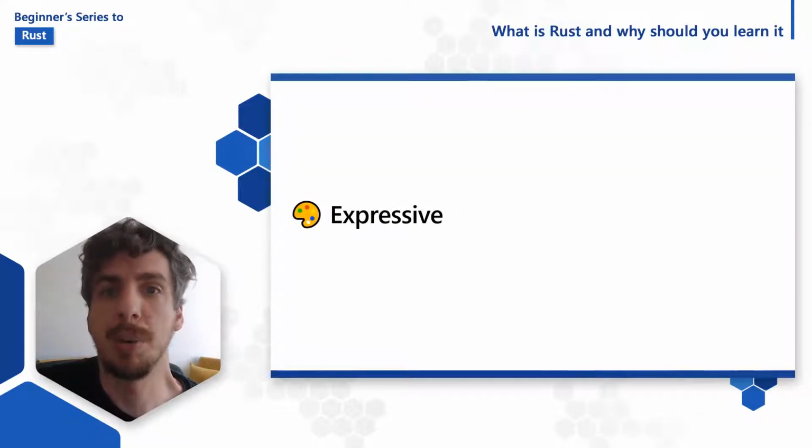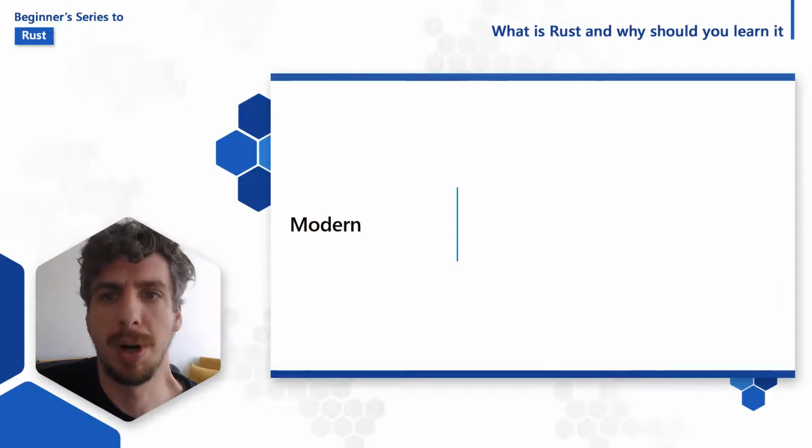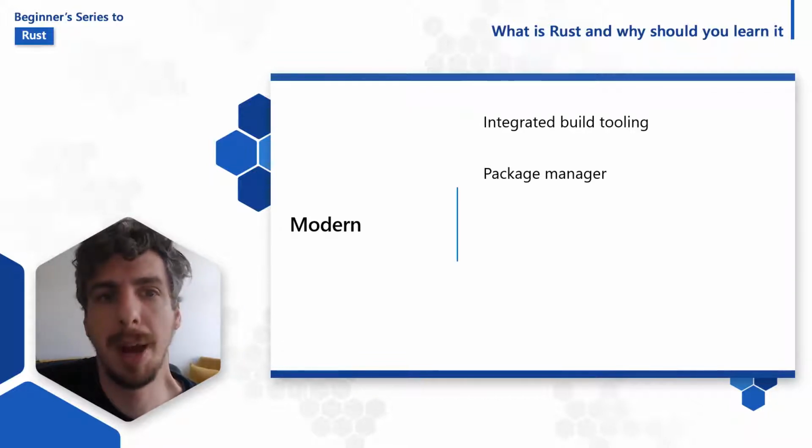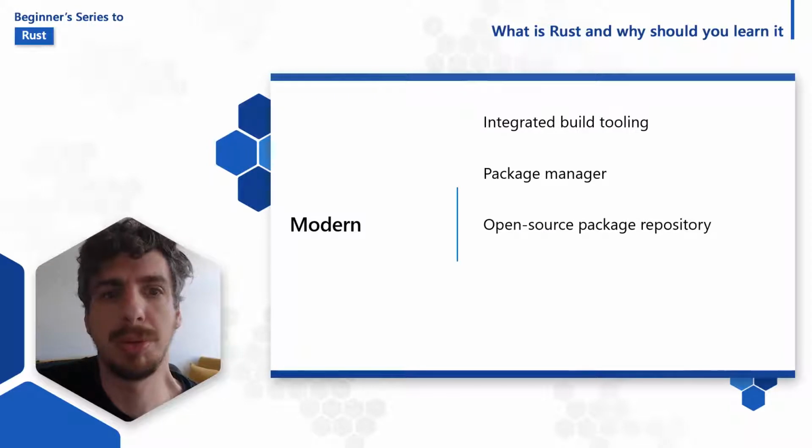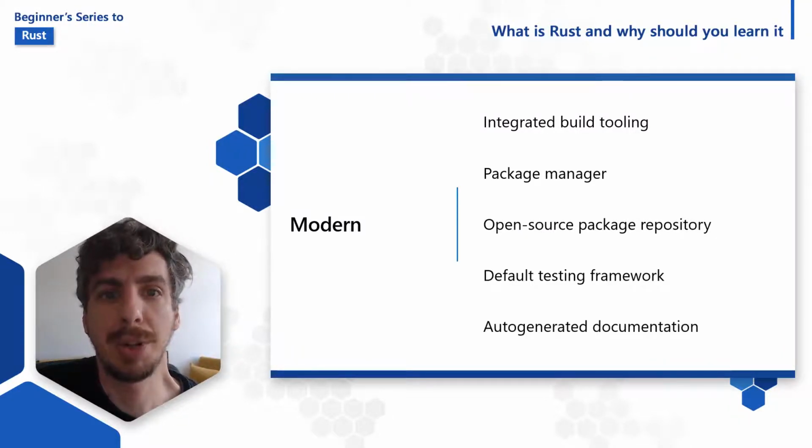Rust also provides a rich set of tools for creating these zero-cost abstractions, meaning that Rust is often extremely productive, expressive, and fun to read and write. Rust is a modern programming language, and so it comes equipped with tools you'd expect from a modern language, like integrated build tooling, a package manager, an open source repository of packages, a default testing framework, auto-generated documentation, and more.